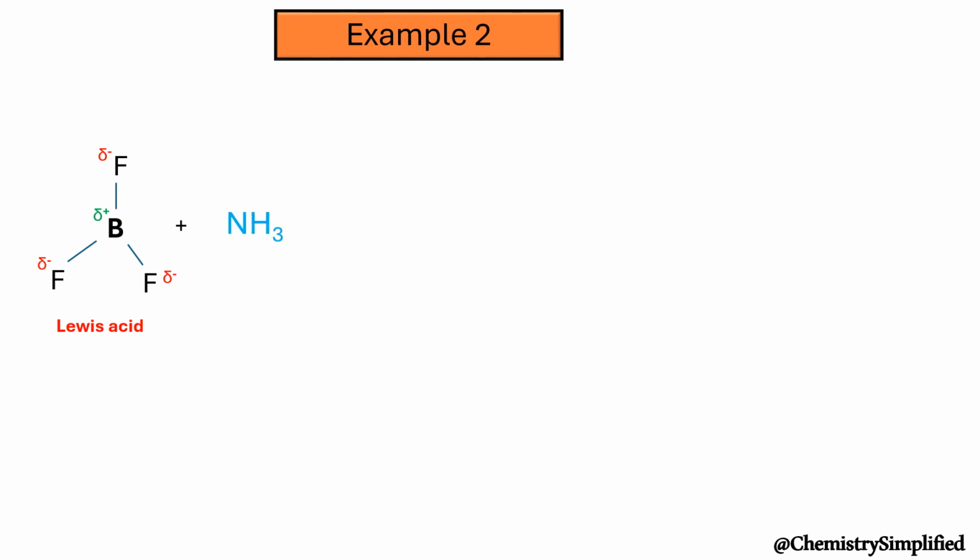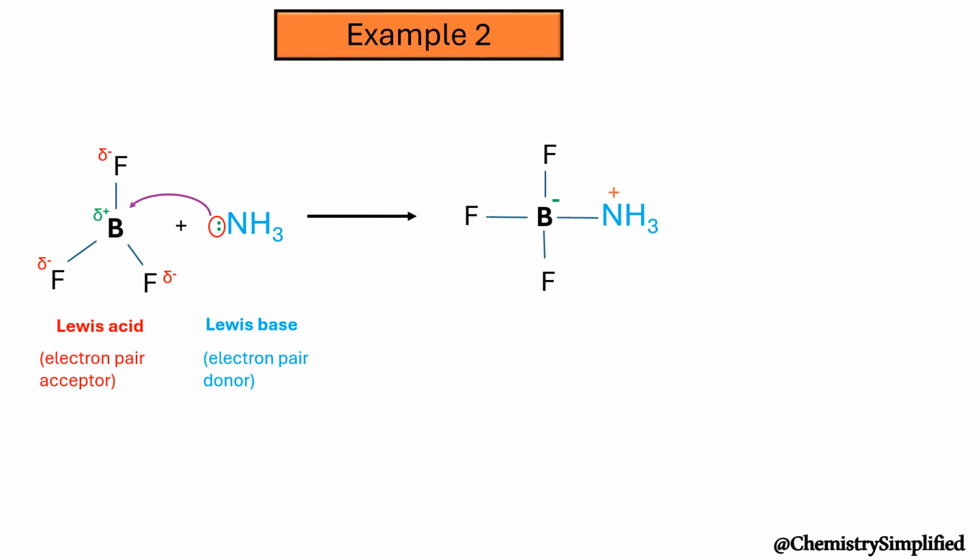If we were to combine that with ammonia, the ammonia would be a Lewis base. Why? Because it has an unshared pair of electrons that it can use to donate. So this is the reaction. Boron trifluoride is a Lewis acid and the ammonia is a Lewis base because ammonia is giving away its electron pair. And this is the product.